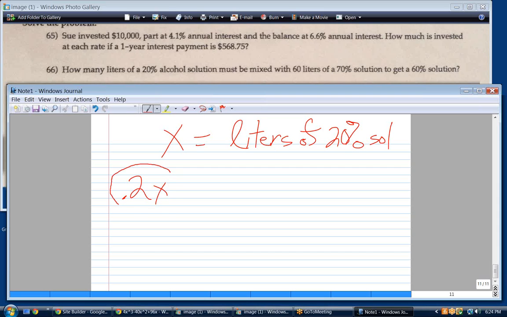So this expression defines the amount of alcohol I'm going to add to the mix, not the solution. The 20% solution is X, but the amount of alcohol itself is 0.2 times X. Plus, I'm going to add more alcohol because I've got 70% of 60 liters. Well, how much is that? That's 42 liters.